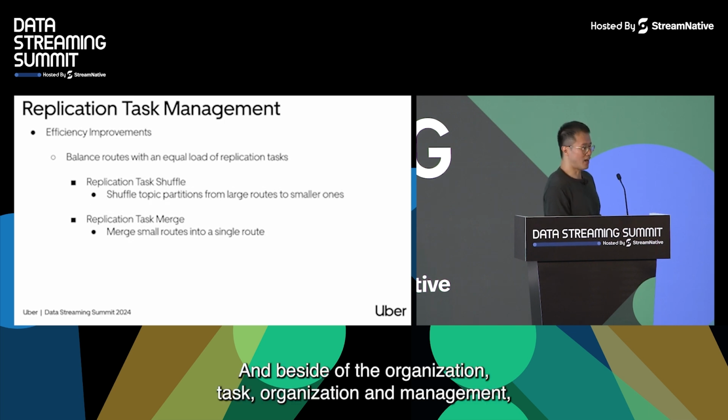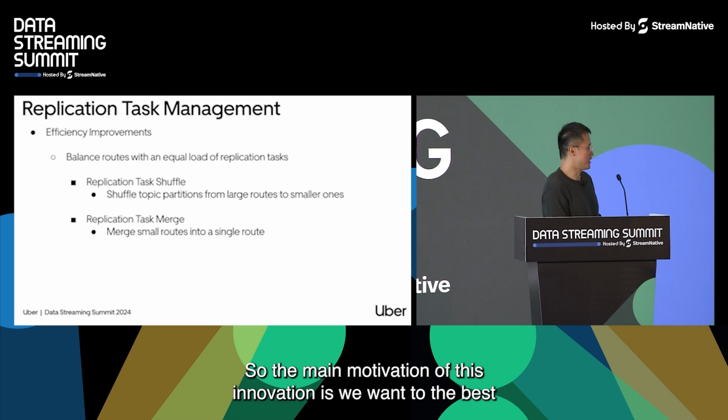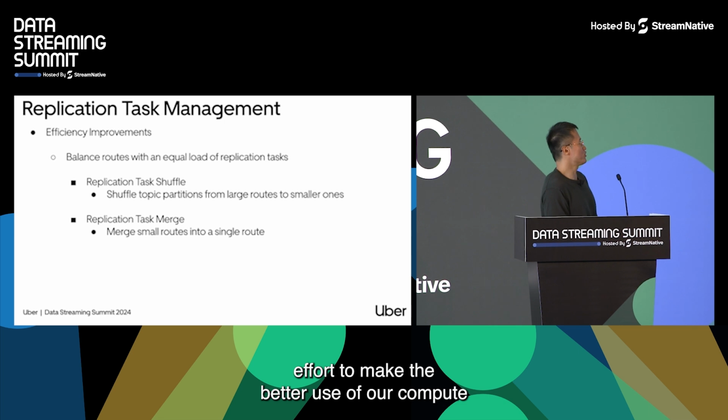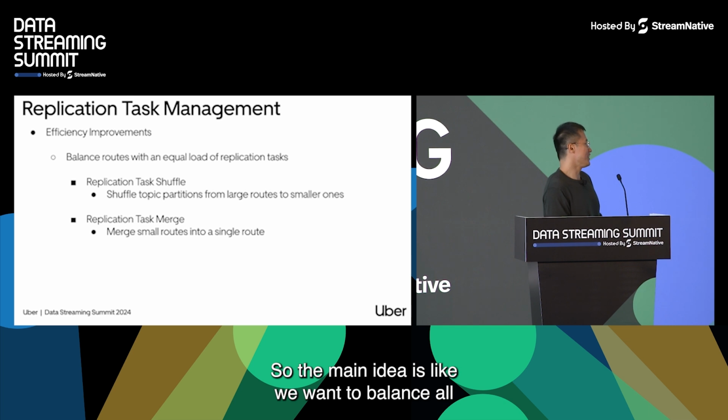And besides task organization and management, we have some innovation built on top of this architecture. The main motivation of this innovation is that we want to make the best effort to make better use of our compute resources. So the main idea is that we want to balance all of the load of the replication tasks across the routes.